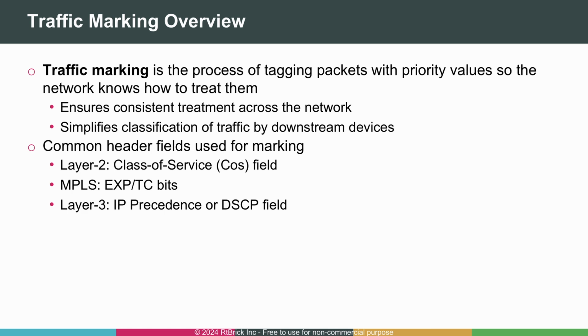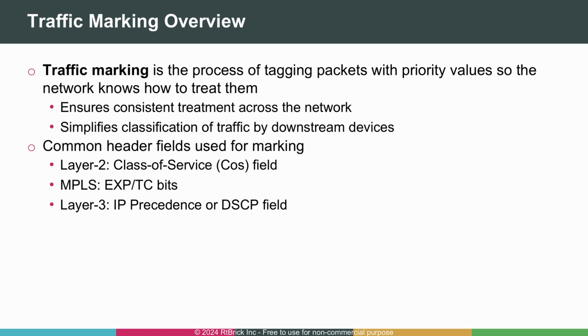Before we move on to the details of classification, let's first discuss traffic marking. Traffic marking is the process of tagging packets with priority values to inform subsequent devices how those packets should be treated. As mentioned earlier, deep classification is usually performed at the ingress of the network. To avoid implementing complex classification rules on every individual device, packets are marked with priority values that correspond to traffic classes. This makes classification easier and more consistent across the network.